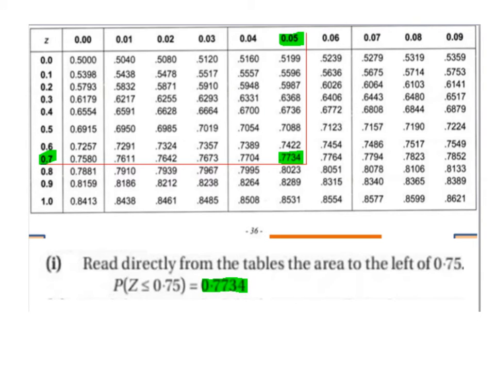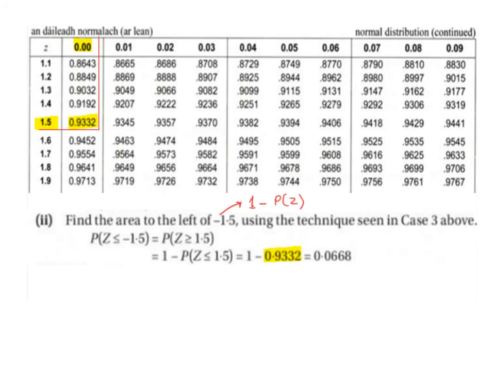So again, the probability that z is less than or equal to 0.75, we go to 0.7 and go across, go to 0.05 and go down, and we're left with 0.7734. And again, the probability that z is less than or equal to 1.5, so we go to 1.5 and go across, go to 0.00 and go down, and we get to 0.9332. So that's where that number came from.